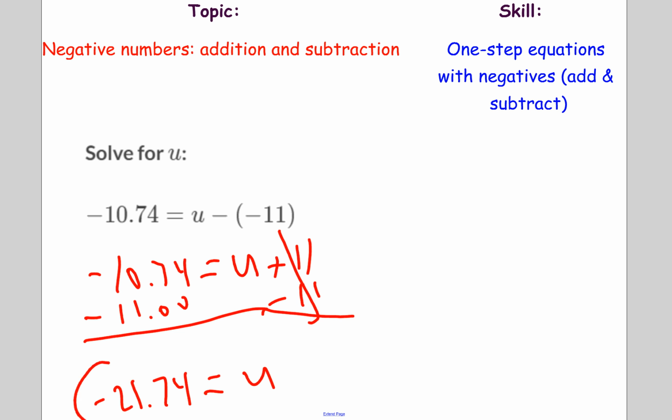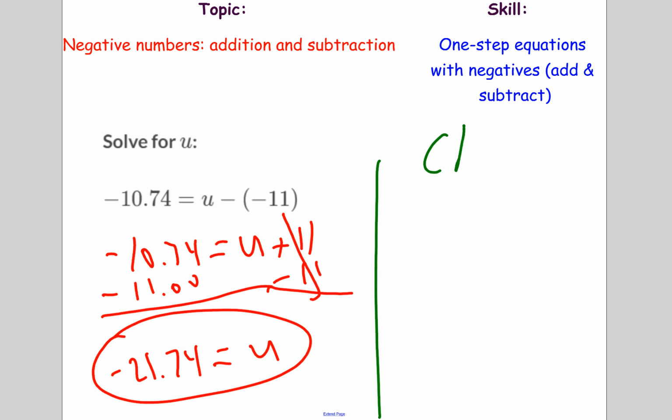What's the nerd going to do? He's going to check his work. By the way, I say nerd in the sense that that's a good thing.